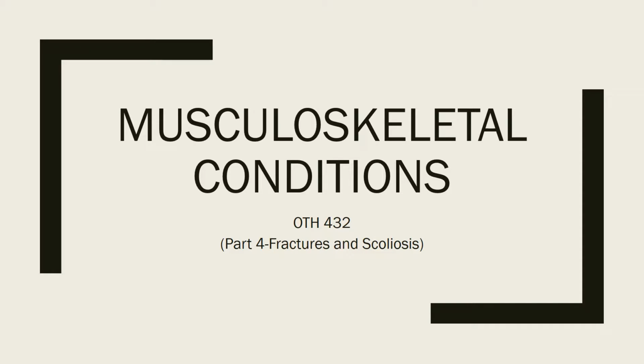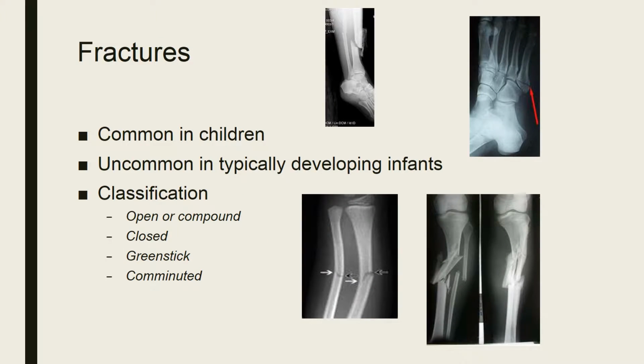Alright, so this is part 4 of musculoskeletal conditions, and we're going to talk about fractures very briefly. Certainly when you're looking at conditions such as osteogenesis imperfecta, fractures play a part into that. I only combined it with the scoliosis just because the two PowerPoints aren't quite as long, so they sort of fit together here and made uploading a little bit easier.